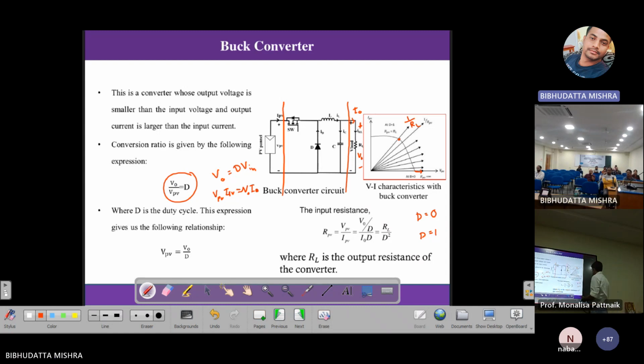Now, it may so happen that if D is equal to 1 and you connected some RL, and this RPV is less than the maximum power point resistance, then whatever algorithm you use, you will never get the maximum power, because if you use the buck converter, it will intersect the point in the lower half of the IV curve. Sometimes students ask that they are not getting MPP. It is because of your load resistance: you have not properly chosen your load resistance if you use a buck converter.